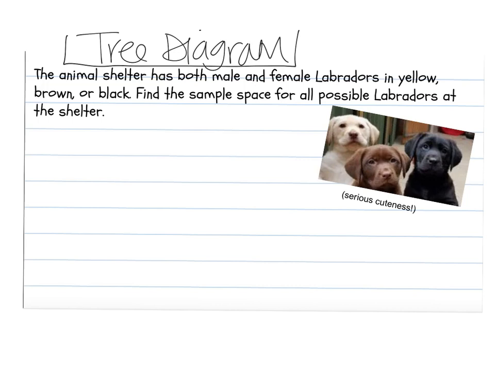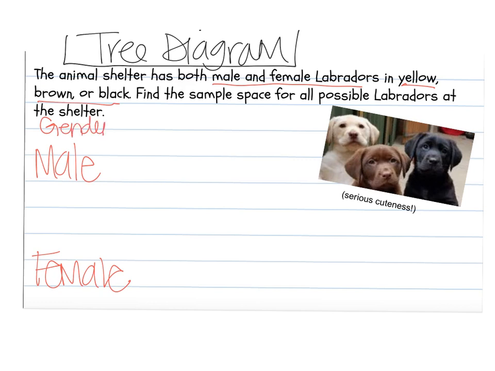If we look at this example, the animal shelter has both male and female Labradors in yellow, brown, or black. Find the sample space for all possible Labradors at the shelter. Well, our first choice is male or female. So I'm first going to write male, female. And up here I'm going to write gender, because we're going to pick between gender and color.